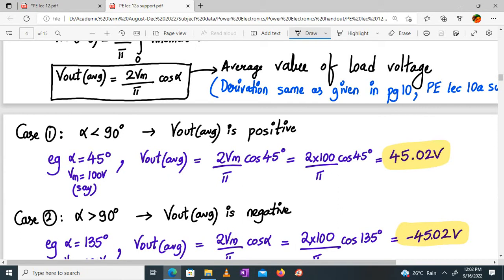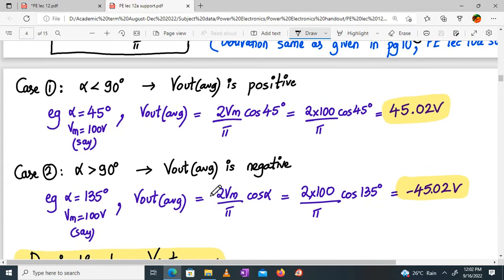Because let's say alpha is 45 degree, Vm is 100. So what will be V out average? 2 into 100 upon pi into cos 45. That will be 45.02 volt. You can check it out in the calculator. 200 upon pi into cos 45 degrees.